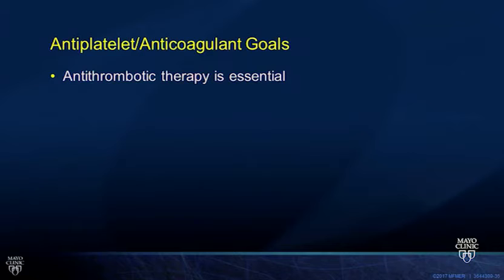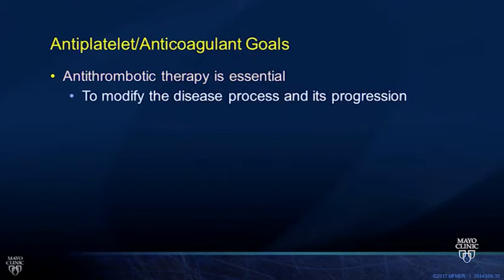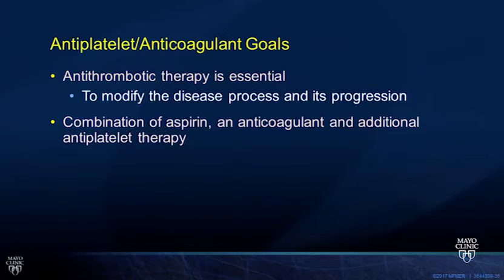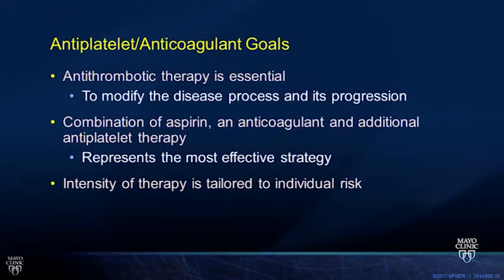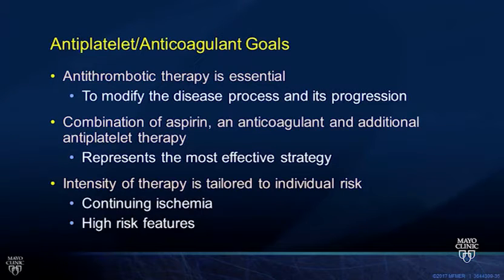So in acute coronary syndrome, we've learned in the prior lectures that antithrombotic therapy is essential. And it's essential to modify the disease process as well as its progression. Through trial data and decades of experience, combination of aspirin, an anticoagulant, and an additional antiplatelet agent represents the most effective strategy in contemporary practice. The intensity of therapy is tailored to individual risk. And that's the risk of ischemic events on the one hand and bleeding risk on the other.